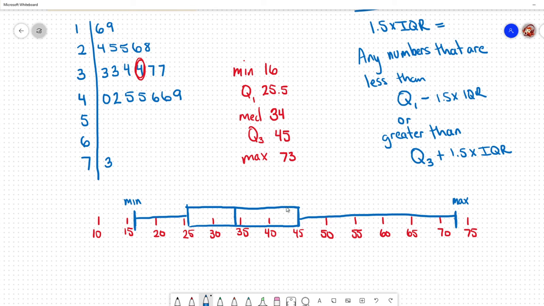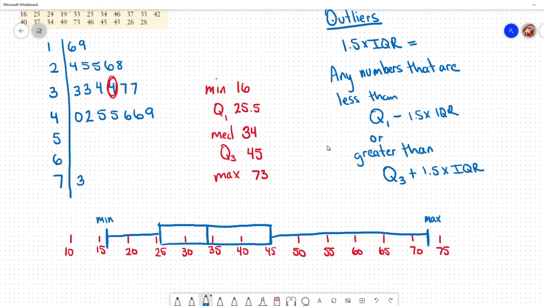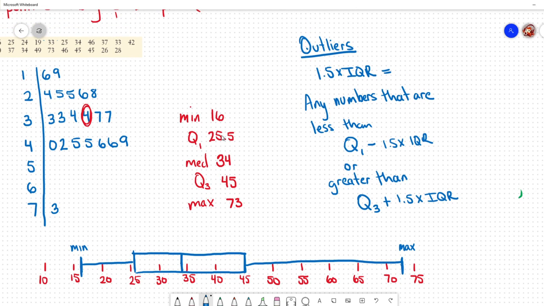Now we're going to see, do we have any outliers present? Let's calculate the interquartile range. It's going to be Q3 minus Q1, 45 minus 25.5, which is 19.5. So 1.5 times the IQR is 29.25.